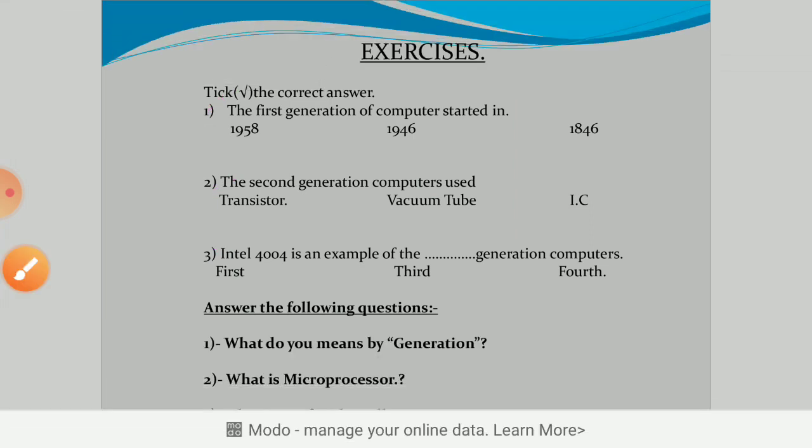So dear students, in this chapter, we covered generations of computers. In the next video, we will learn chapter number 2 about computer languages.